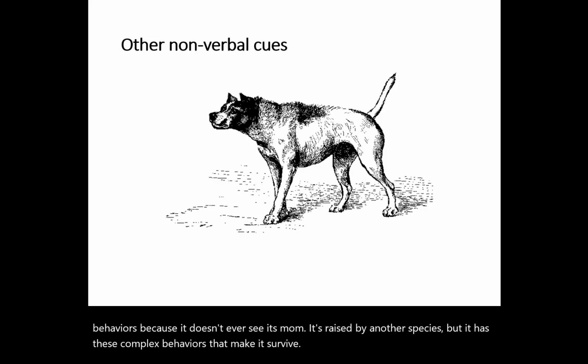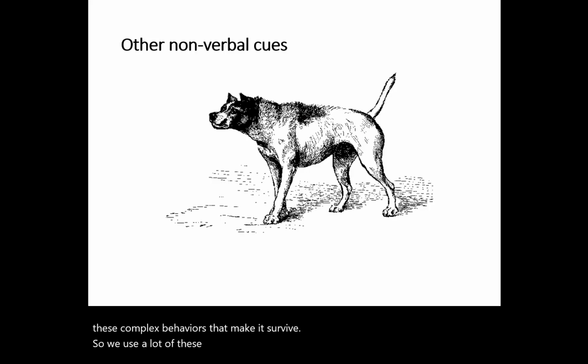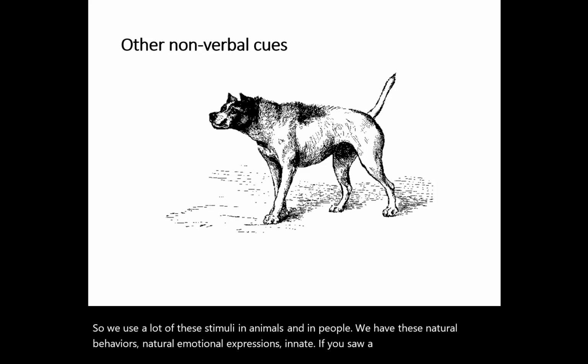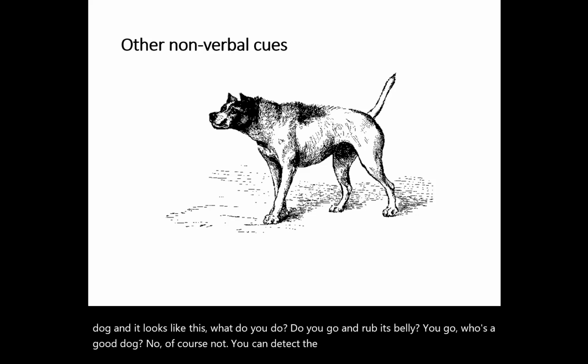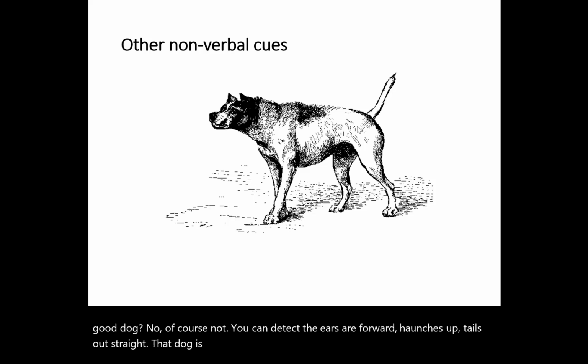We use a lot of these stimuli in animals and in people. We have these natural behaviors, natural emotional expressions, innate. If you came up to a dog and it looks like this, what do you do? Do you go and rub its belly? You go, who's a good dog? No, of course not. You can detect the ears are forward, haunches up, tail out straight. That dog is dangerous. That dog is showing aggression. That's a stimulus that other animals understand.